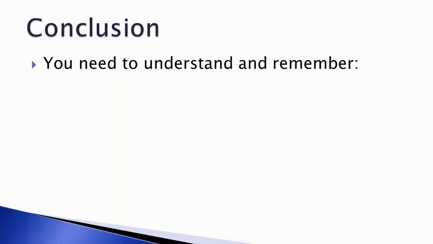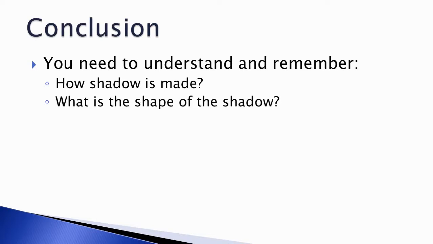By the end of the lesson, you need to understand and remember how shadow is made and what is the shape of the shadow. As I explained earlier, shadow is made when light is blocked. And what is the shape of the shadow? It should be similar to the object that's blocking the light.